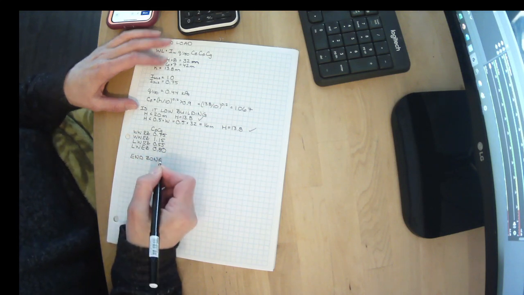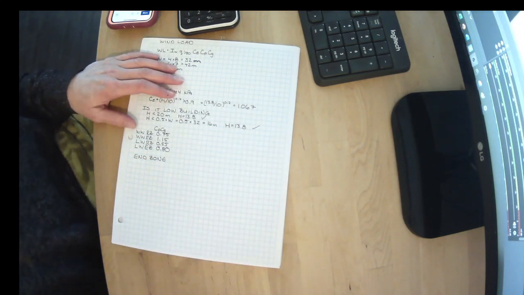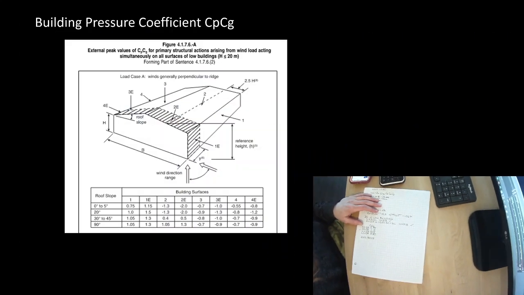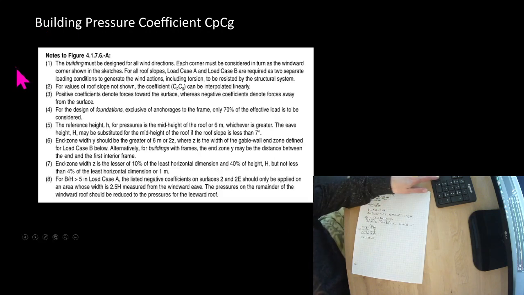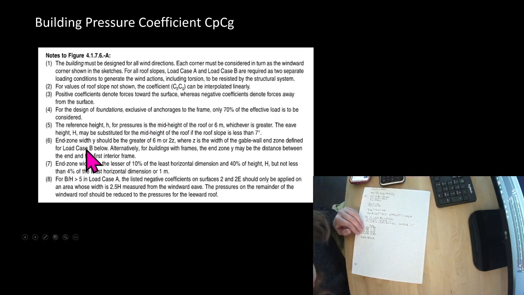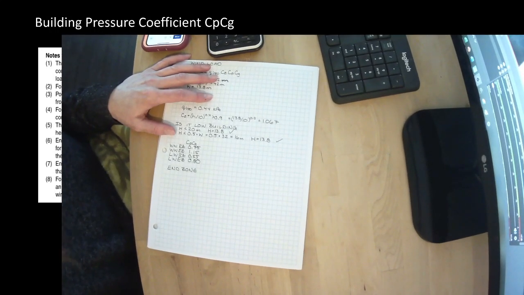End zone was from that list of what we need to figure out, this dimension right here, and that is listed in this chart here. So the end zone width should be the greater of 6 m or 2z, where z is determined down here: the lesser of 10% of the least horizontal dimension and 40% of the height, but not less than 4% of the least horizontal dimension, or 1 meter. I usually figure them all out and go from there, so let's figure those all out.